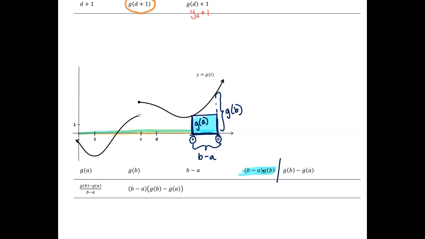I highly recommend, as you're working on homework or taking notes or whatever, if you have some highlighters or some colored pencils, use them. I find them extremely helpful in calculus.